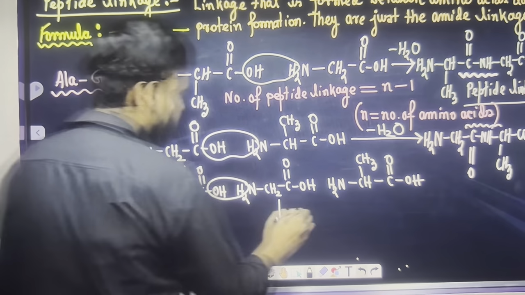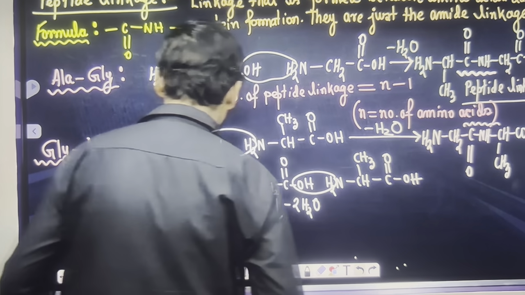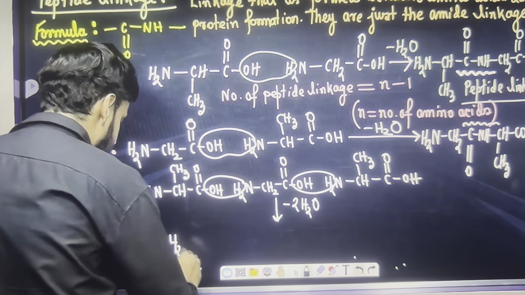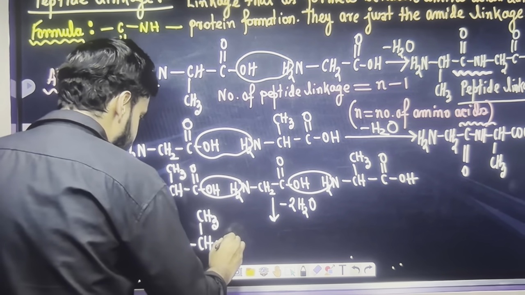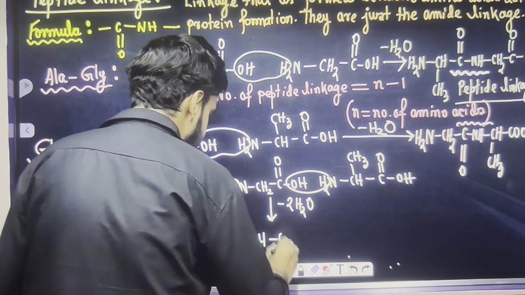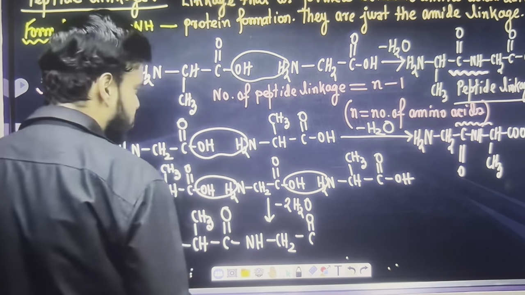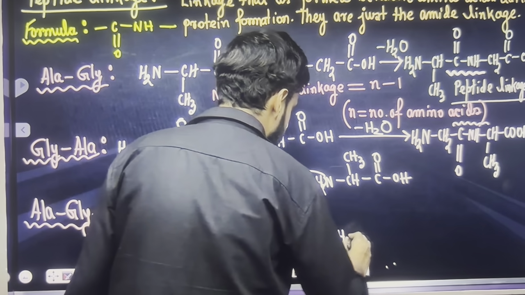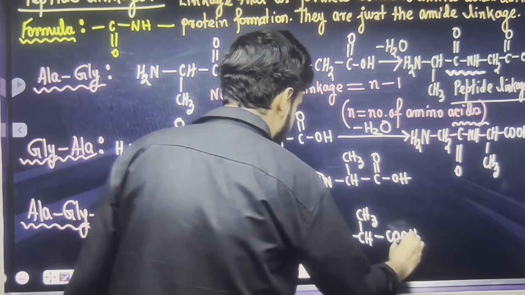One is from here and another is from here. So we need to remove the two water molecules. So what is this? This will be NH2, CH, CH3, C double bond O. Then this will be NH, then CH2, then C double bond O. Then this will be NH, then CH, CH3 and COOH.